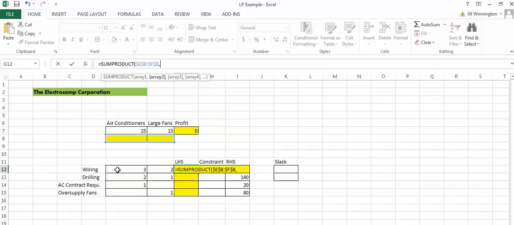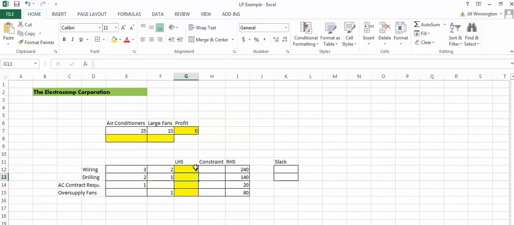So my next array is the part of that constraint. So in this case, it's the wiring hours. Okay. So close up my parentheses and that one is set. Now you notice after I put these in, there's a 0 now in both of these cells because the quantities are still empty. So Excel is saying 25 times nothing plus 15 times nothing gives you 0 for a profit.